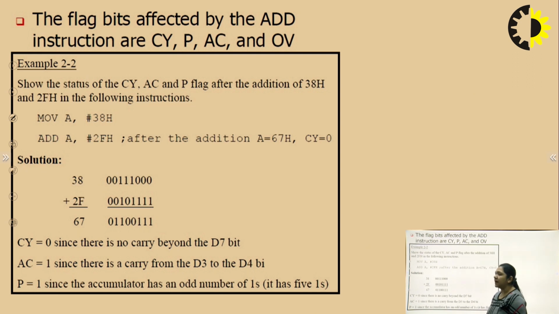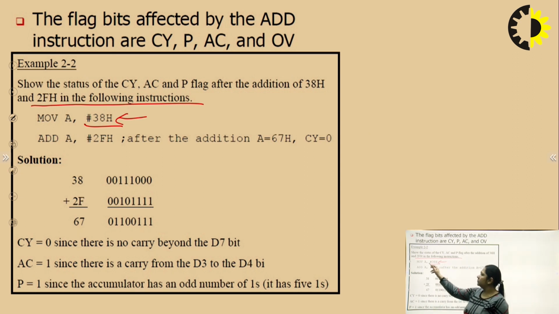So these are some examples from which we can find out the values. The example is to show the status of the carry flag, auxiliary carry and parity flag after the addition of 38H and 2FH in the following instructions. These are the two instructions. MOV A, #38H. So 38H is moved to the accumulator. So 38H here is data. Why? Because there is a hash in between. So accumulator is having value 38H and 2FH is added to that.